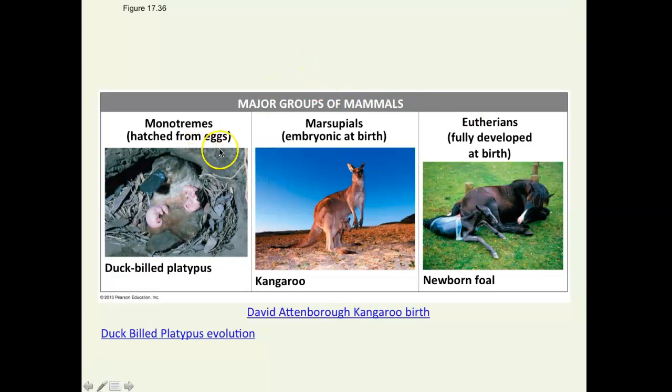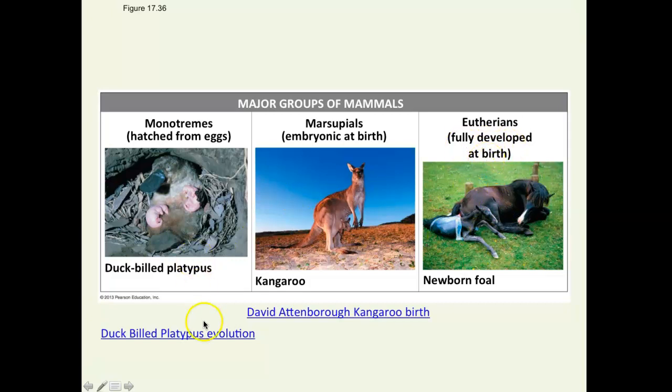Monotremes are egg-laying mammals. The example here is the duck-billed platypus. Then we have marsupials, which are mammals, but they have a pouch, and they give birth to a very tiny fetus stage that crawls into their pouch, and the remaining time of their development is in the pouch and not inside of a uterus. And then we have eutherians, which are fully developed at birth. So this is like, we would fall into this category. They're also called placental mammals. The baby develops entirely inside the uterus, and then is born fully developed.